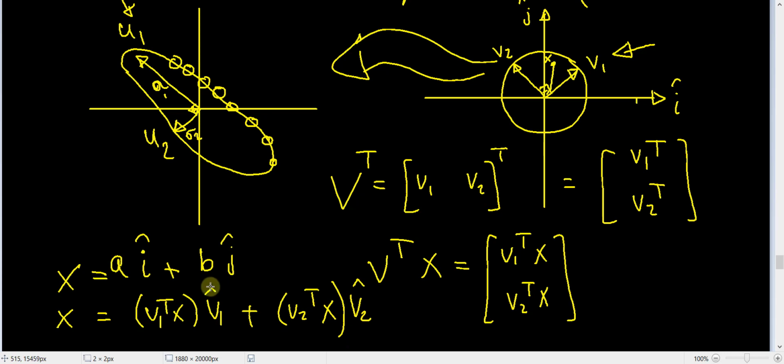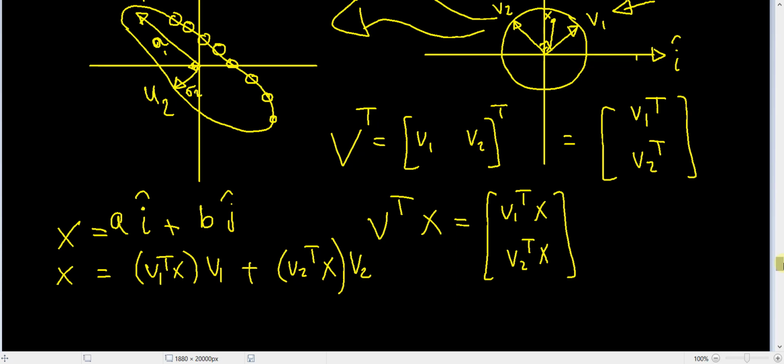But V itself is a unit vector, so we don't need this cap right here. And so this multiplication right here can be thought of as representing any vector x using the V1 and V2 bases instead of the original i cap and j cap bases. We have done something very similar when we were dealing with the PCA. So here we are representing some point x using some bases for the row space.